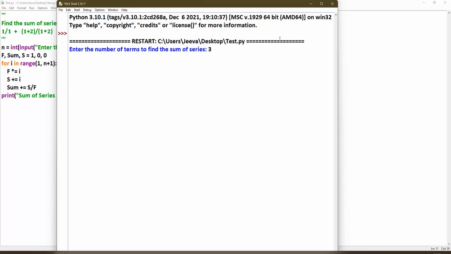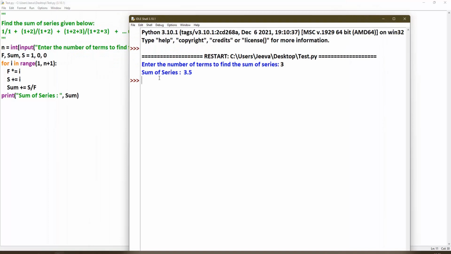I give just 3 terms. 3.5 is the answer. 1 by 1, the first term is 1, plus 1 plus 2 is 3, and then 1 into 2 is 2. So 3 by 2, let me put this in the bracket, plus 1 plus 2 plus 3 is 6, and then 1 into 2 into 3 is 6. So 6 by 6 will be 1. 3.5, it is verified.